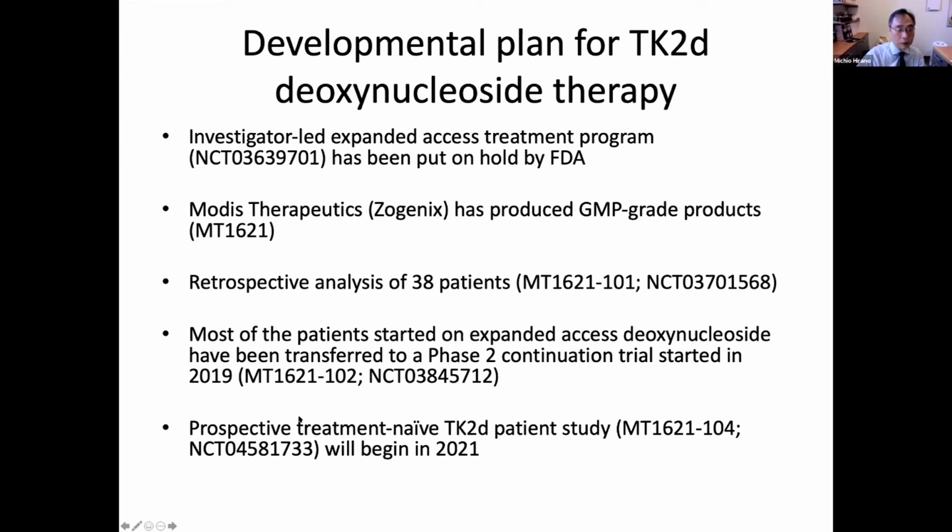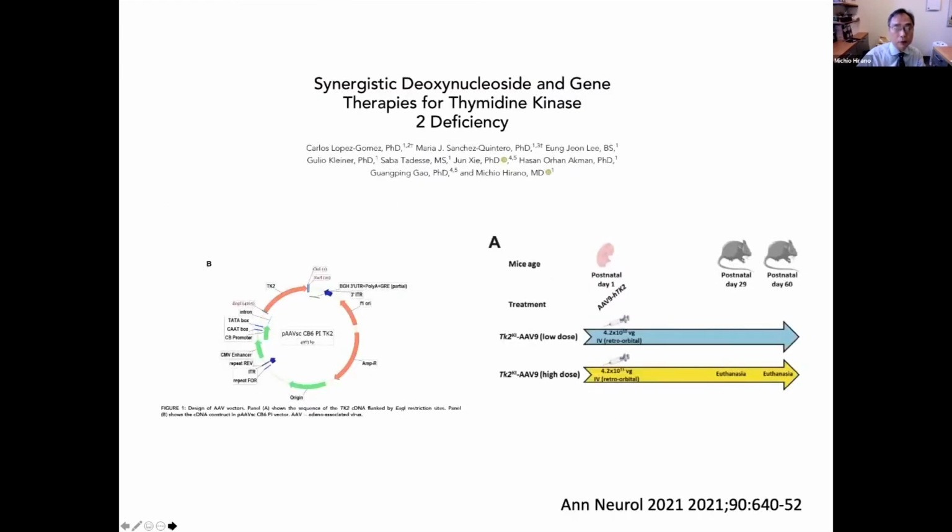There will be a new phase 3 treatment naive study called MT1621-104, which will begin hopefully at the end of this year to enroll patients. They're starting with patients under the age of 16. Later onset patients, or older patients, may be enrolled in part 2 of that phase 3 study, but that's to be determined. So that's the nucleoside therapy story.